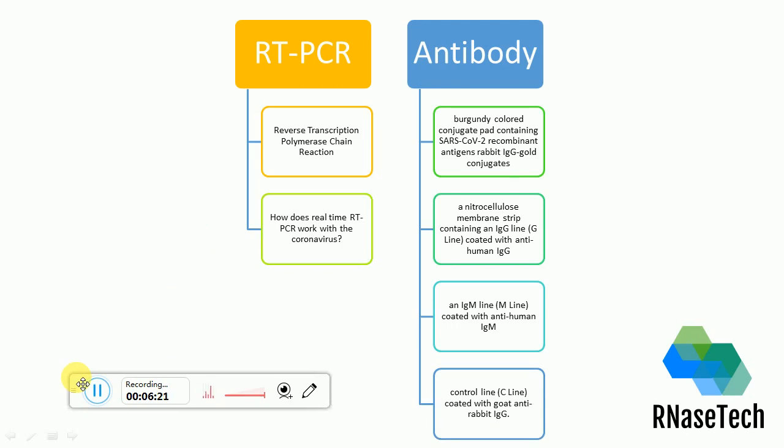So there are two methods which are currently being used. One is RT-PCR based and another is antibody based. Antibody based is very quick. It can give you results within 5 minutes, or maximum 30 minutes, according to the company which is manufacturing it. And RT-PCR normally takes 2 to 3 hours to get a result.